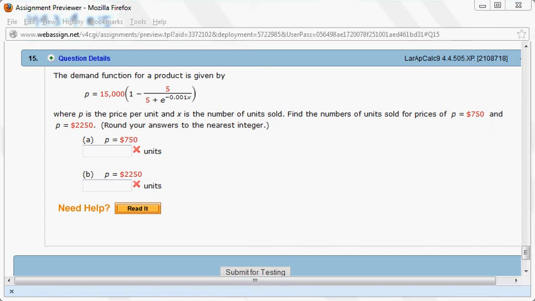All right, let's look at homework 4.3, 4.4, number 15. You have this demand function, P equals 15,000 times (1 minus 5 over (5 plus e to the negative 0.001x)). I'm going to just do part A because part B is very similar. When P is equal to 750, we want to find the x value. So let's do that.